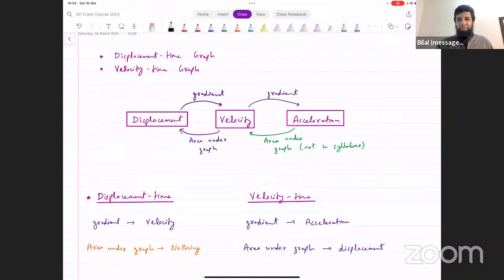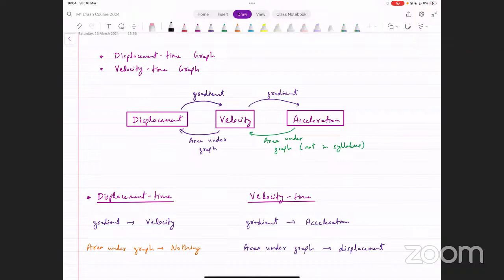Sir, yes, Abdullah. Sir, are you multiplying time with displacement to find gradient? So basically to find velocity, or are you dividing it?